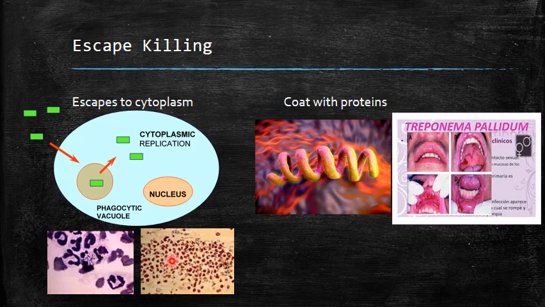The second example is Treponema pallidum. They coat themselves with proteins so they won't be recognized by the antibodies and get killed.